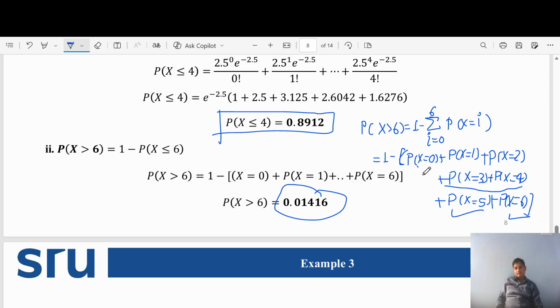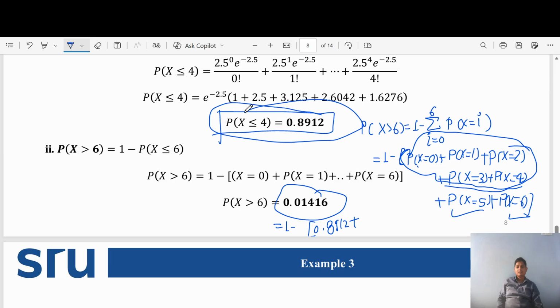So I think you evaluate this one, because P(X=5) and P(X=6) are no problem. We just solve for 1 minus P. This given P(X ≤ 4) is 0.8912, up to 4 it is given. We evaluate X equal to 5 and X equal to 6.